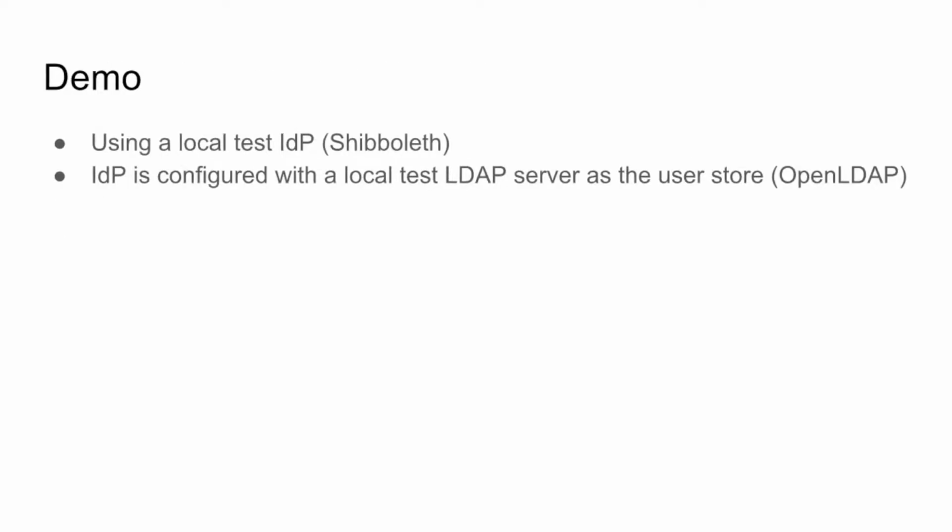Now, to show a demo, what I have set up is my local instance of LabKey server that is configured to talk to a local test identity provider, which is an instance of Shibboleth, which is an open source SAML implementation. It can actually serve as both an identity provider and service provider, but we're using it as an identity provider here today. And it itself is configured to use a local LDAP server as the user store, which is another open source product called OpenLDAP.